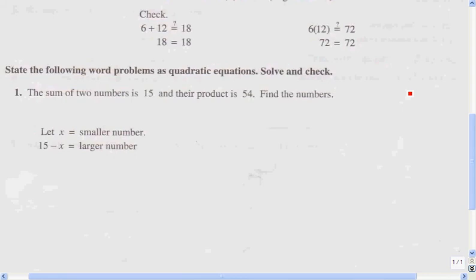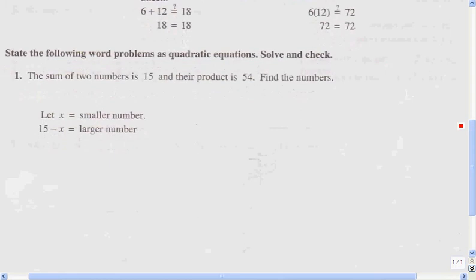Okay, here the directions are: state the following word problems as quadratic equations, solve, and check. Forget what they got written. Let's figure out how to do it our own way. Let's read what they say.